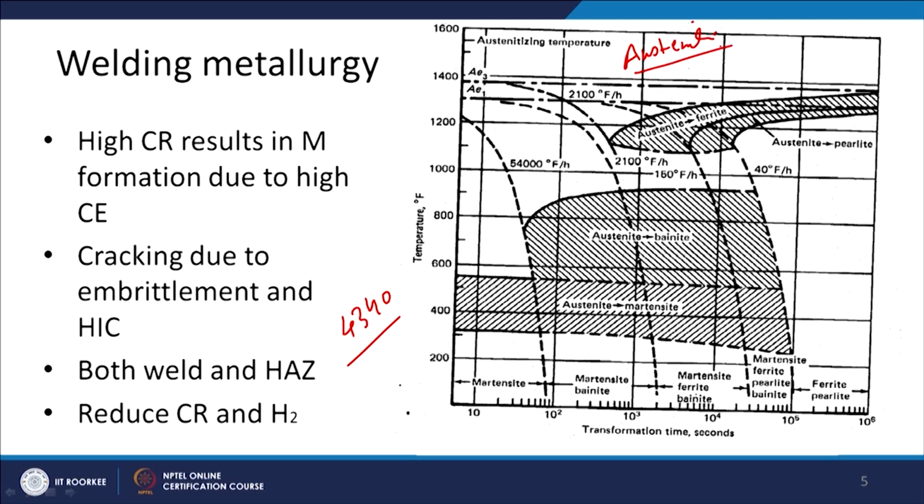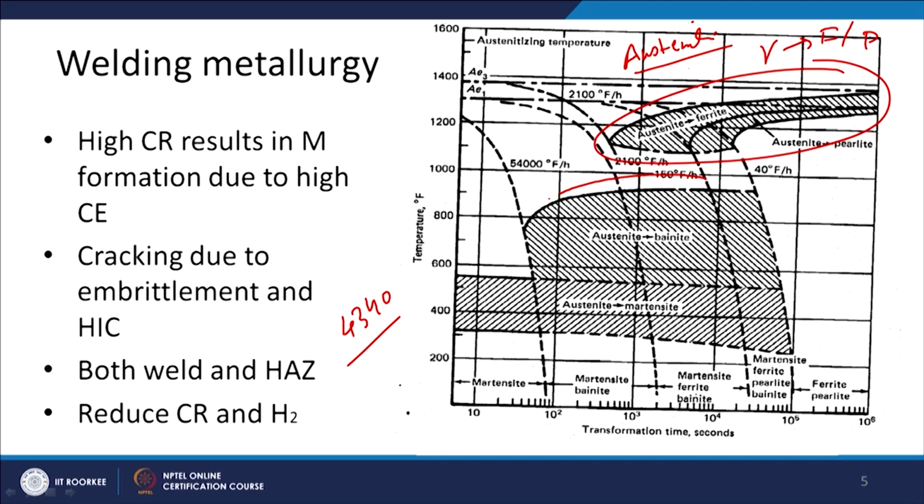What happens to the steel when it is cooled at the different rates? What we can see is that there are 3 zones in this continuous cooling diagram. One zone is this one, where the different phases are formed when the cooling rate is low, and this zone corresponds to the transformation of the austenite into the ferrite as well as pearlite.